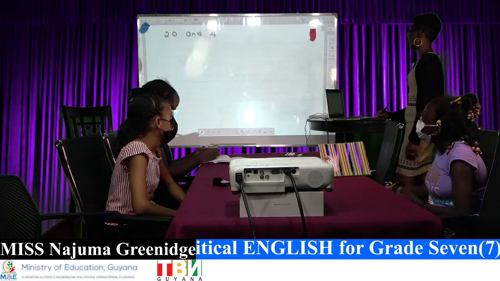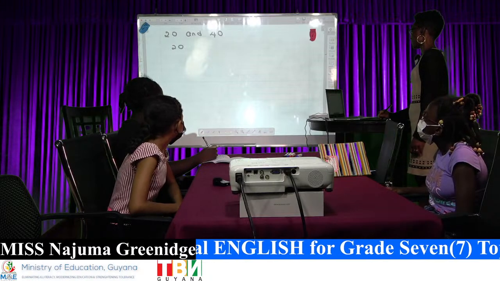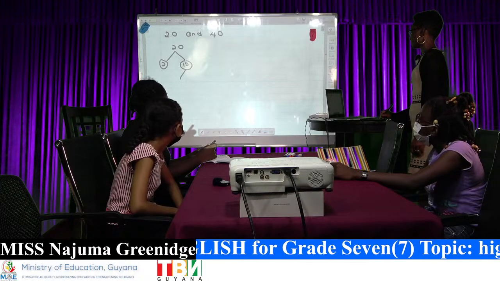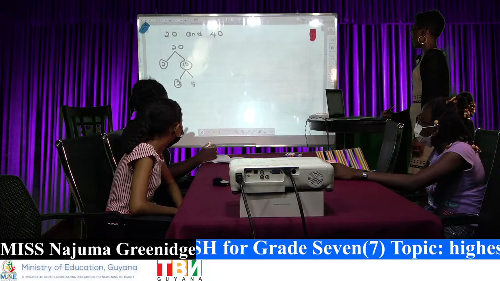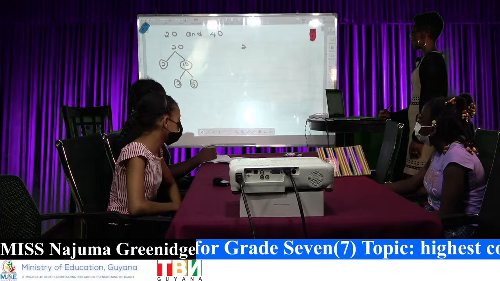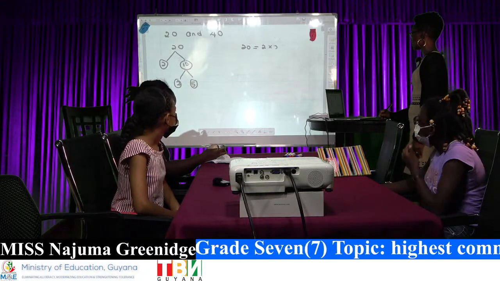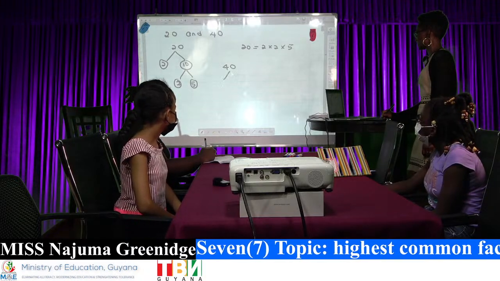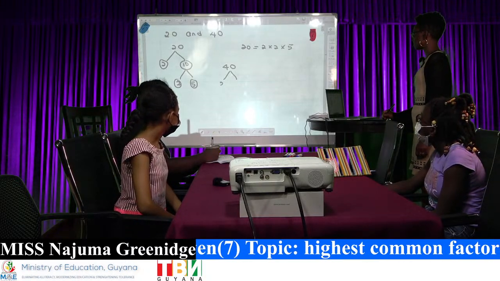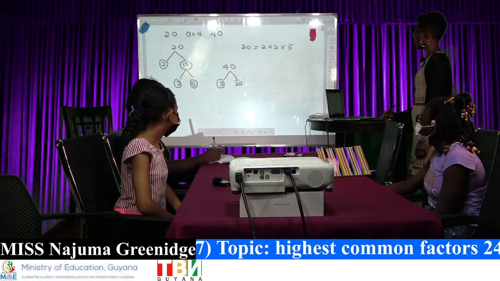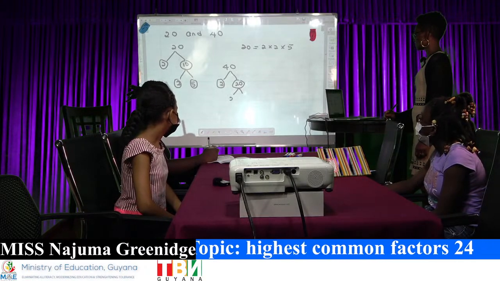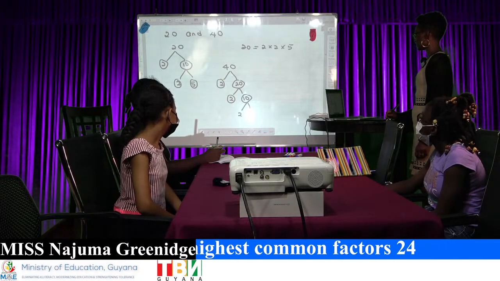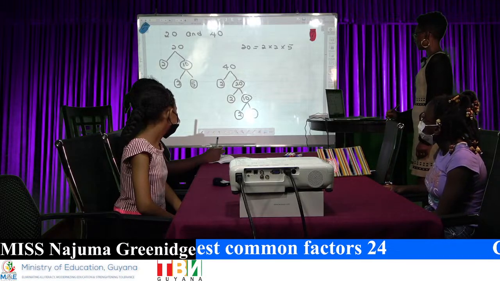20 and 40. So 20, what do we have? 2 times 10. 10 will give us 2 times 5. Any other? No. So 20 equals 2 times 2 times 5. Great. So 40. Let's give some space. It's even, so we'll start off with 2. So it's 2 times 20. Break down 20. 2 times 10. 10 is even again. 2 times 5.